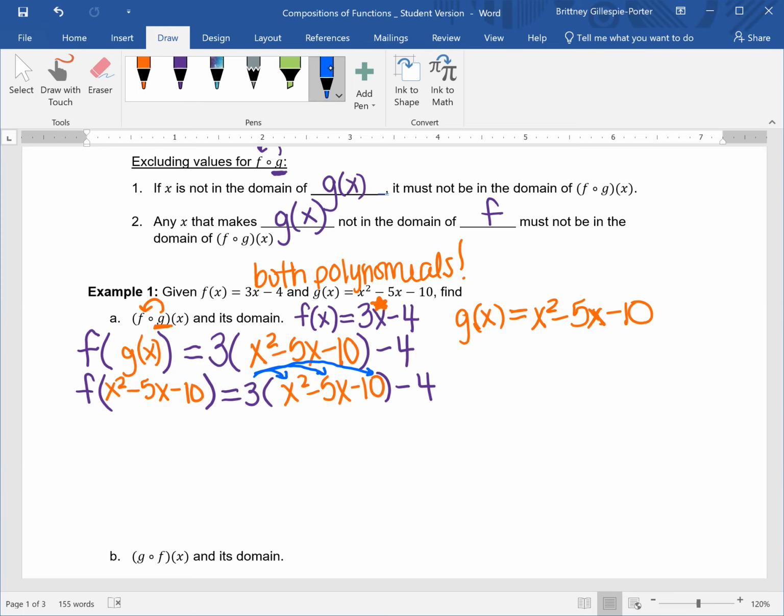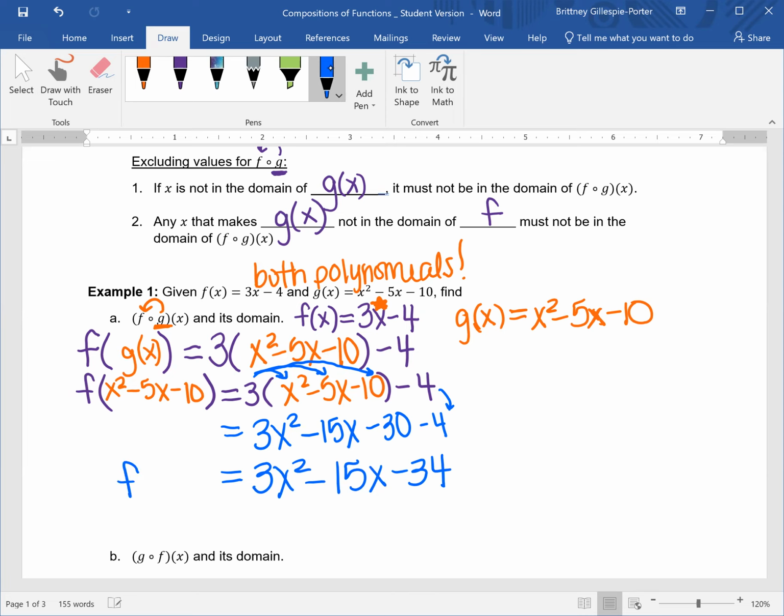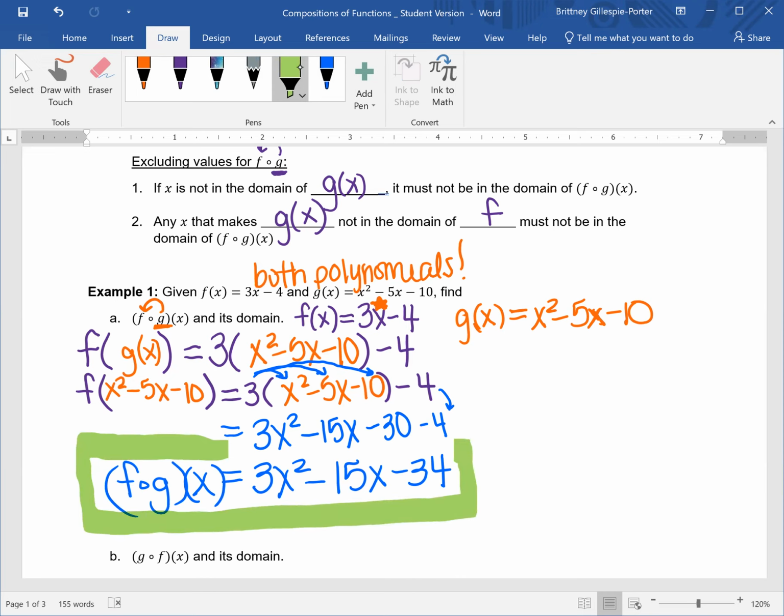Okay. So 3 times x squared gets us 3x squared. 3 times negative 5x gets us negative 15x. 3 times negative 10 gets us negative 30. And we bring down our minus 4. Combine our like terms. We get 3x squared minus 15x minus 34. We just found f composed with g of x. That guy is our final answer.